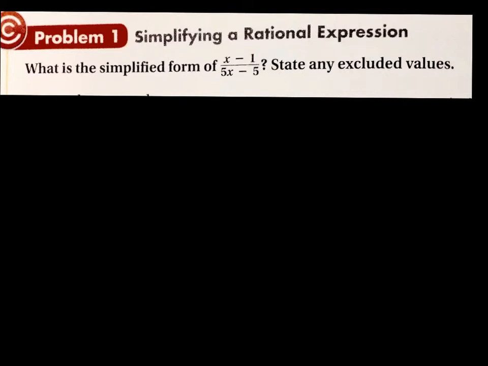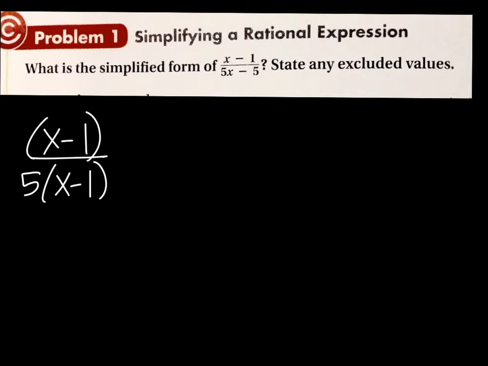So your first step, every time they ask you to simplify a rational expression, is to see if you can factor and then cancel anything. I can't factor the top, but on the bottom, do you see how they both have a 5 in common? So I can factor out a 5. I'm going to leave the top like it is, and factor a 5 out of the bottom. Now I have x minus 1 and x minus 1. And now you can cancel.